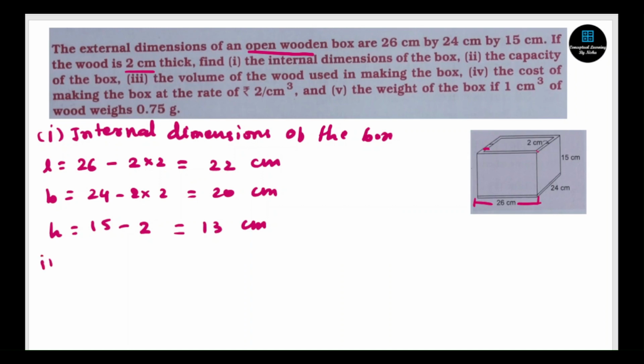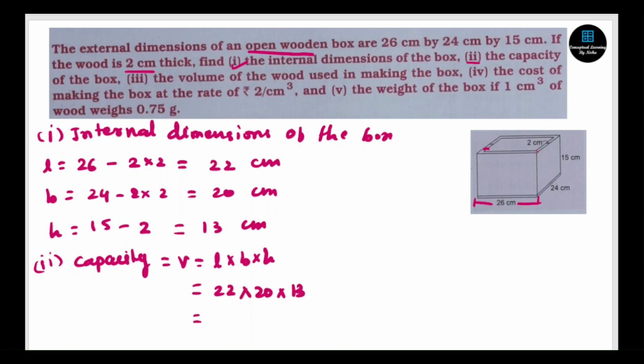So the capacity, right, we already solved this. Now capacity equals volume, and you have to consider the inner dimensions to find this, right? So it is L times B times H. And when I substitute all the values, what do we get? We can find the final answer, which is 5720 centimeter cube. Alright, so I got the capacity also.